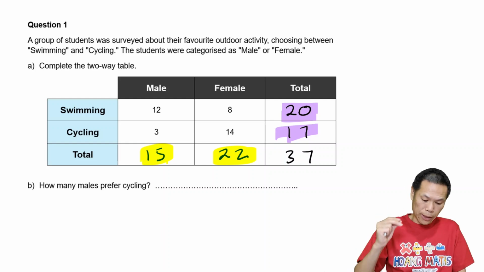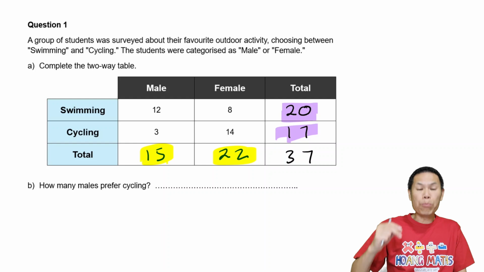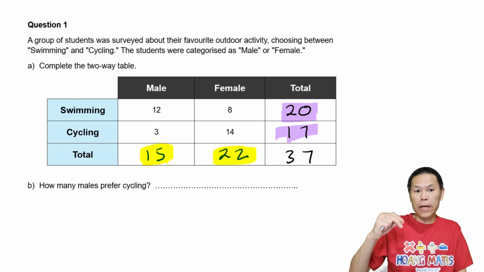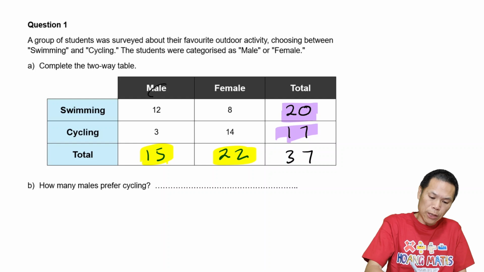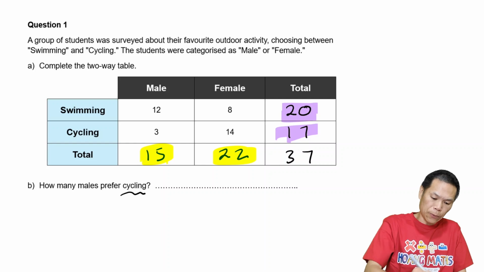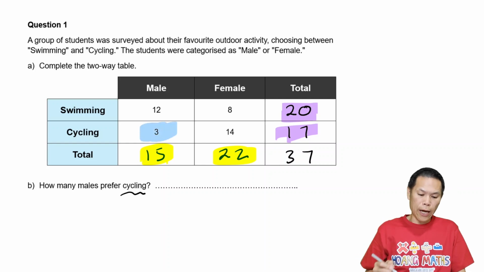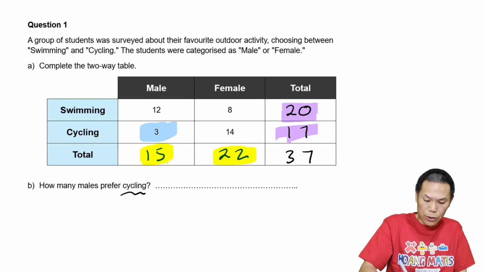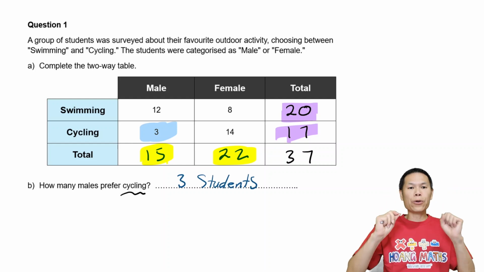So the question is this: how many males prefer cycling? So for male only, male and cycling. That means male is this column here, and then we only want the males that are cycling. So this is here. Male cycling, so that is 3 students. So there you go.